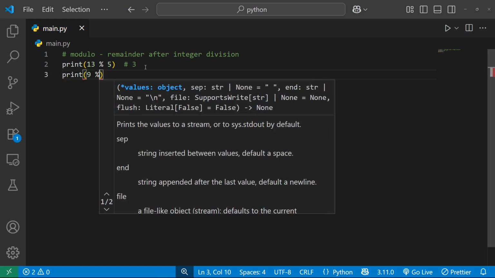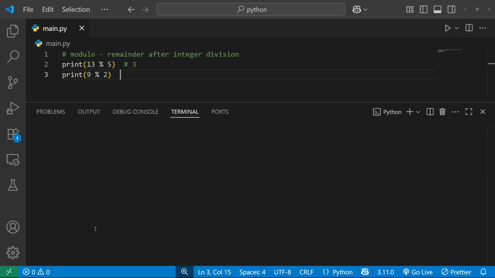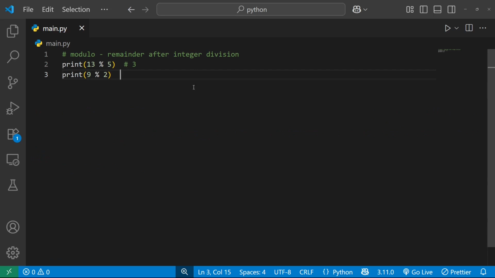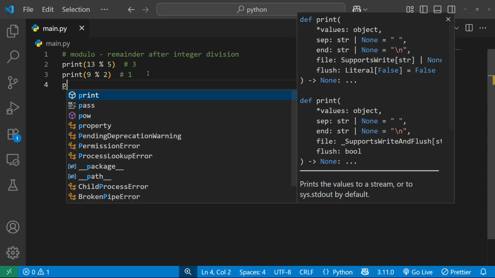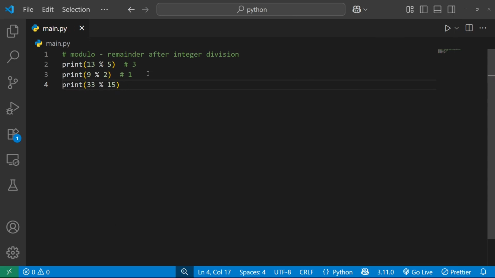Another example. We have something like this. What will be the result? The result is 1. So y is 1. How many times is 2 in 9? 4 times, right? 4 times multiplied by 2 is 8, and what is remainder? It's number 1.